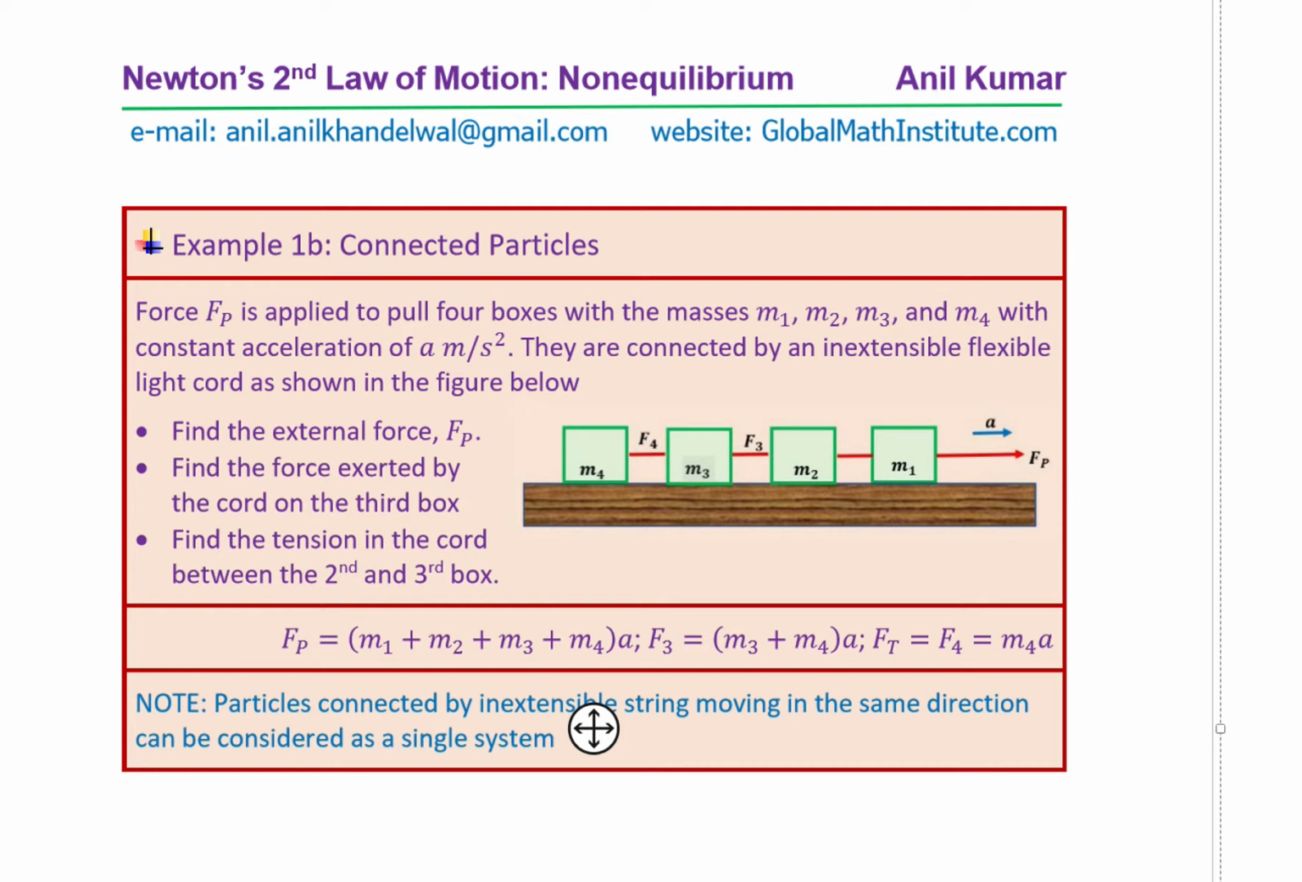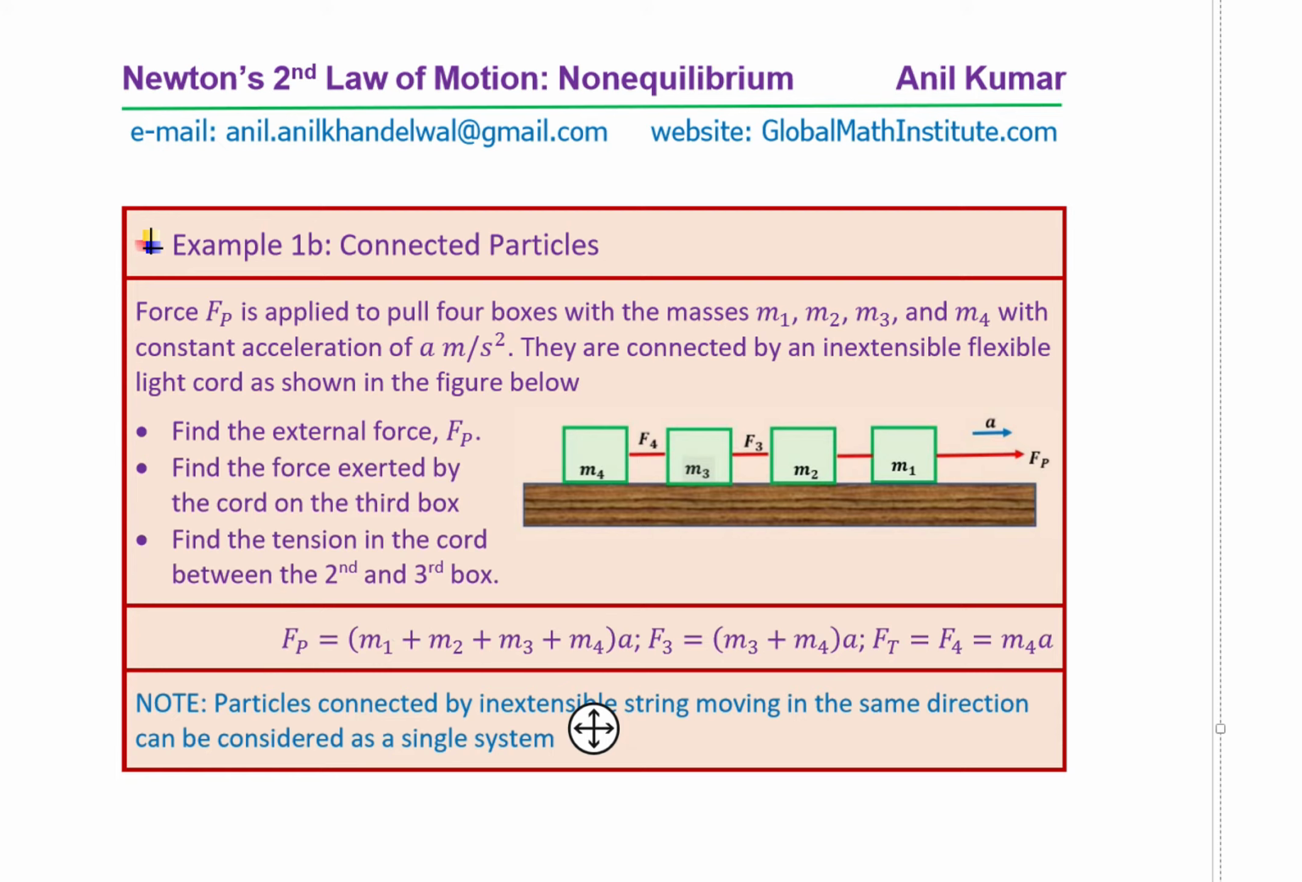Please read the question and answer. The question is, force Fp is applied to pull four boxes with the masses M1, M2, M3, and M4 with constant acceleration a meters per second square. They are connected by an inextensible flexible light cord as shown in the figure. This is the constant acceleration with which the system moves. Find the external force Fp in this case. So Fp is the sum of the masses times the acceleration, correct?